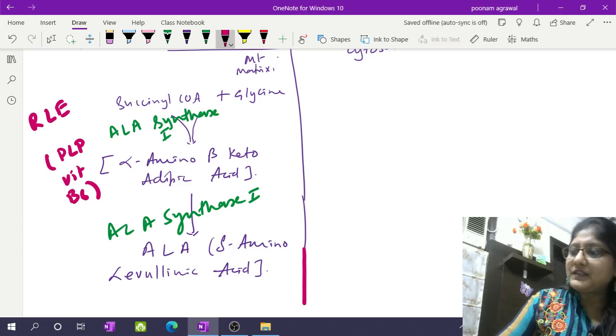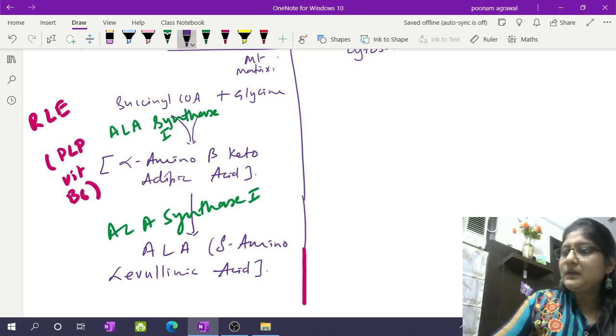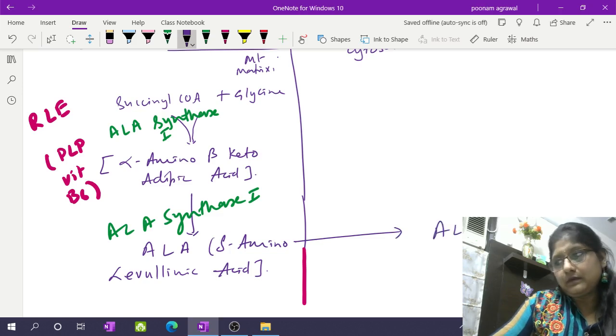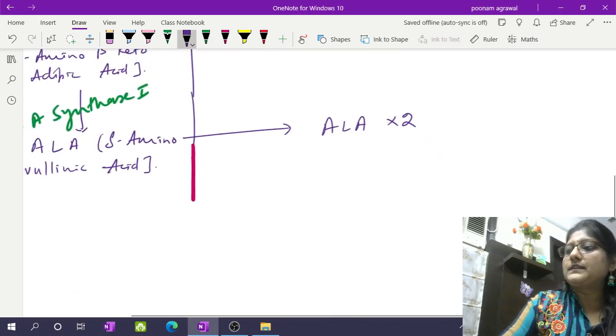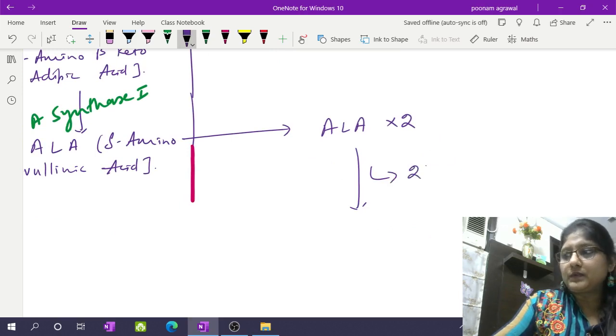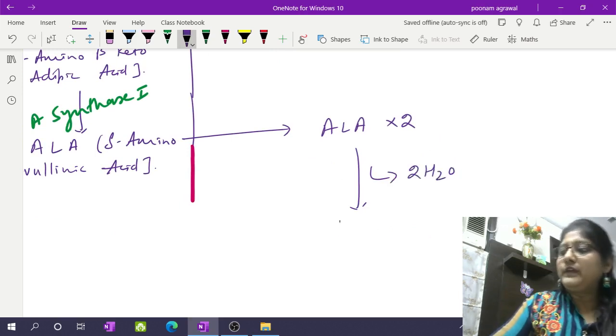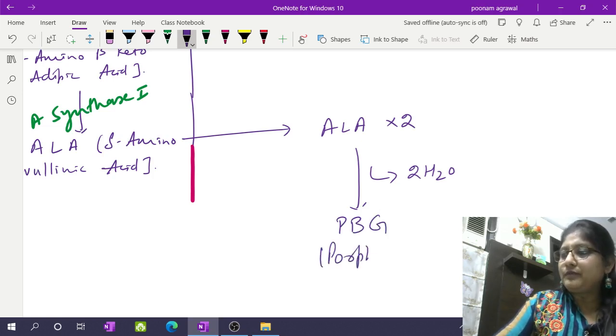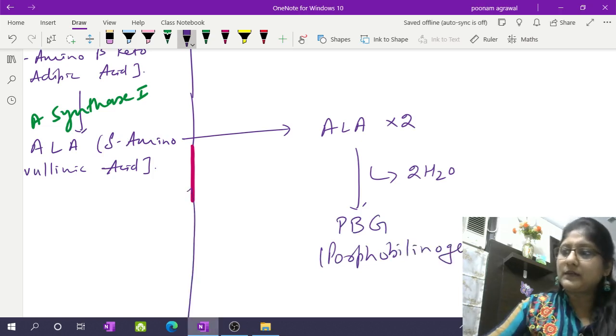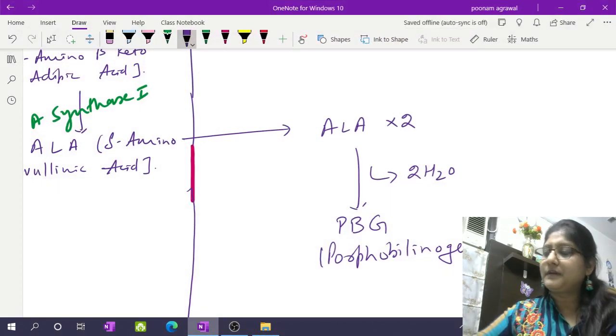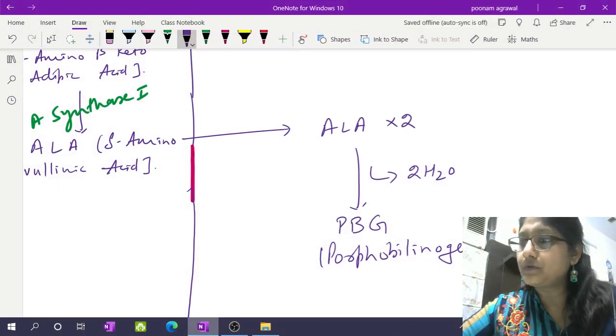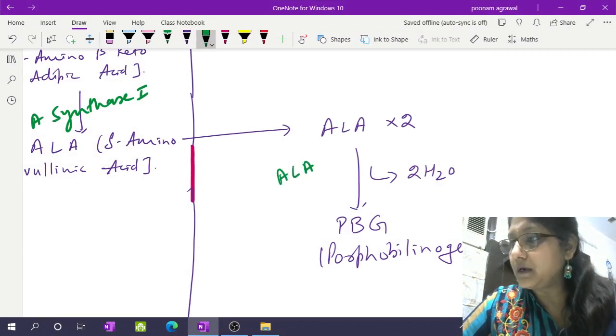Now once ALA is produced, let's see what happens next. The ALA enters the cytosol, and 2 ALA are required in the next step, and 2 water molecules are lost from them, and we have the formation of PBG, porphobilinogen. It's a cytosolic process. As you can see, in the cytosol we have dehydration of ALA to produce PBG, and you can even guess the name of the enzyme: ALA dehydratase, or you can call it PBG synthase.